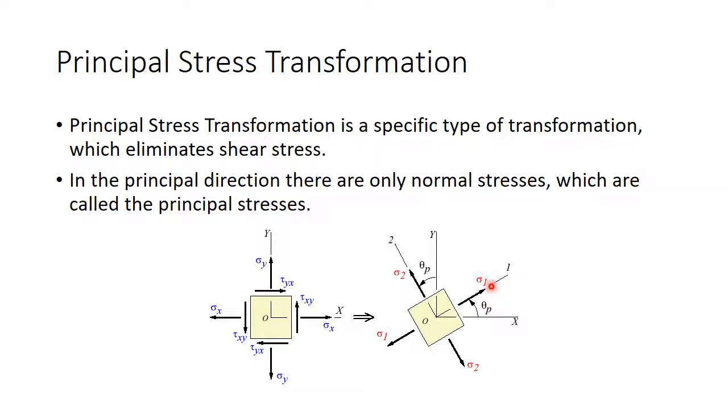They usually have a 1 for the largest, and 2 and 3. 3 would be your smallest. And in this case, your third is 0. And these principal stresses occur at the principal direction, which is an angle from your original axes to one of the normal surfaces of your new orientation.